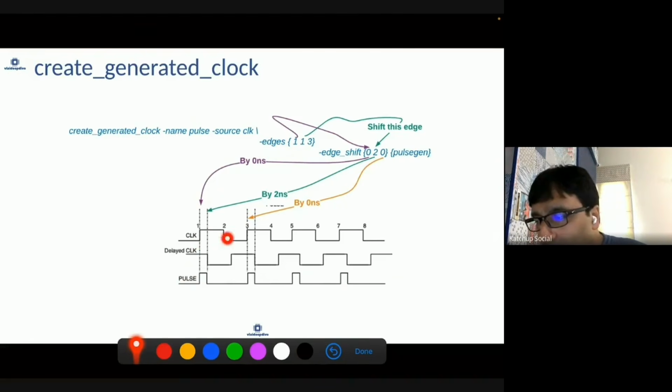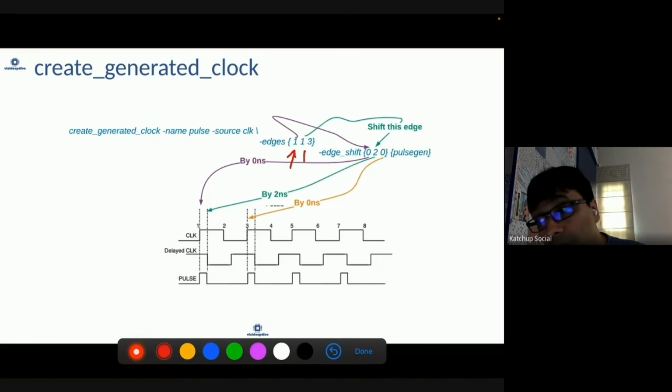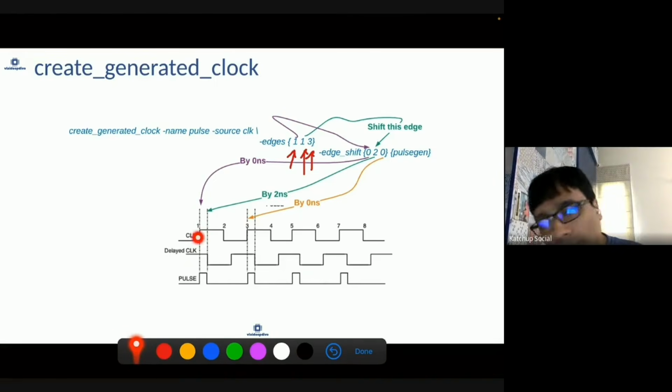So this is your master clock. And what you are saying is, for the generated clock edges, the rise edge comes at the first edge of the master clock. The fall edge also comes at the first edge itself. And then the next rise edge comes at the third edge. So the rise edge comes here, the fall edge also comes here, and then the next rise edge comes here. And then you're using the edge shift option to shift these generated clock edges. So you shift the first edge, this one, by 0.